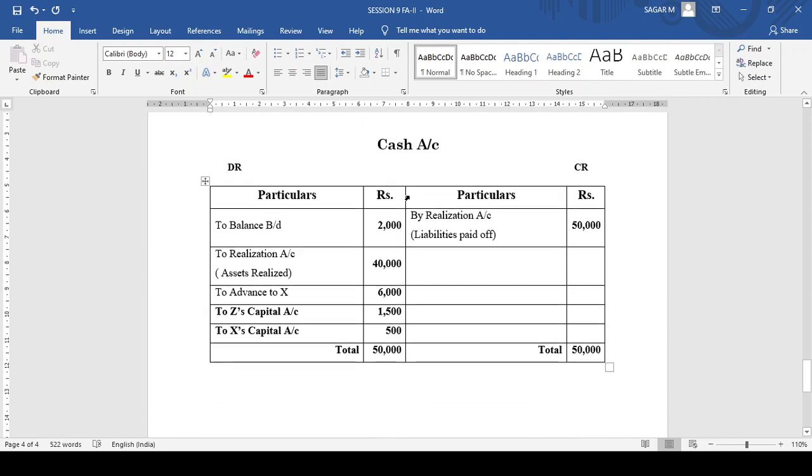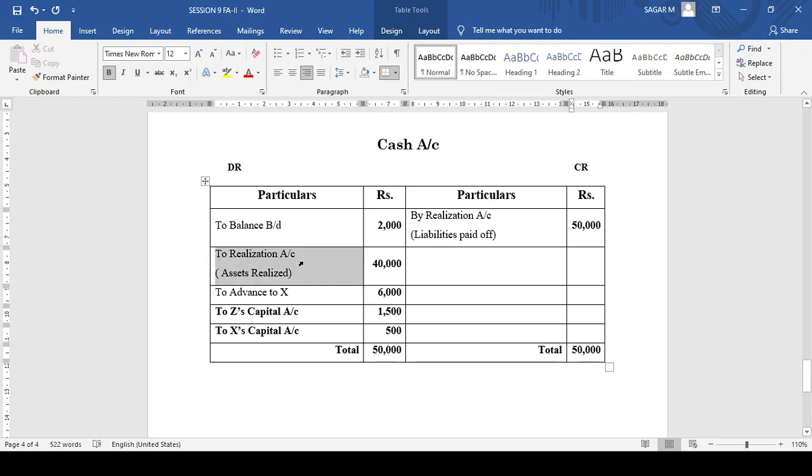So after this, we need to prepare a cash account. As usual, begin with the balance brought down, that is our cash balance, that is 2,000. Then on the credit side, the next duty is to go through the previous accounts. Wherever you have the cash on the debit side, transfer them to the credit side. So look, we have only one entry on the credit side. This is for the liabilities paid. This entry you are going to find on the top, that is realization account, debit side.